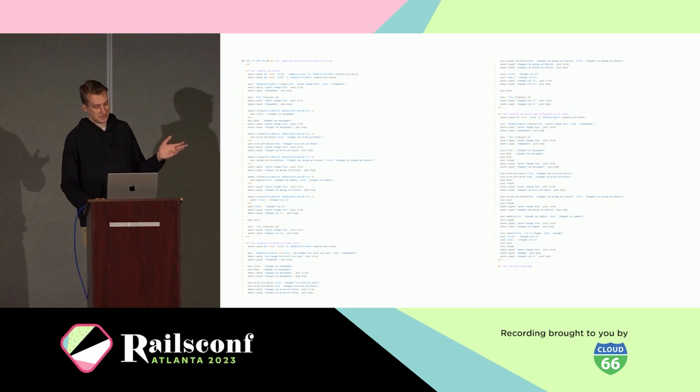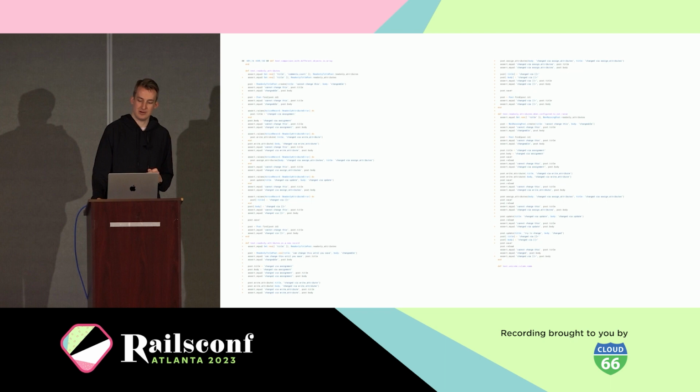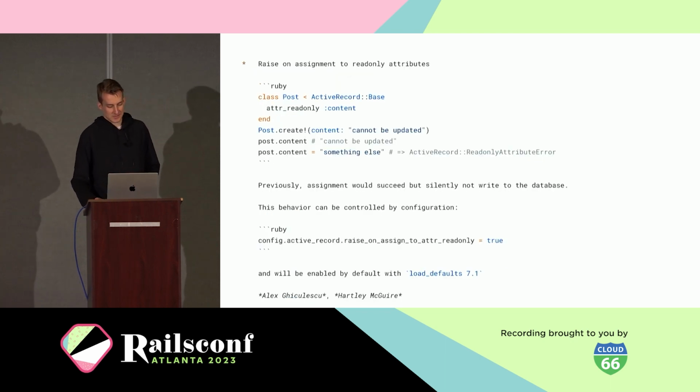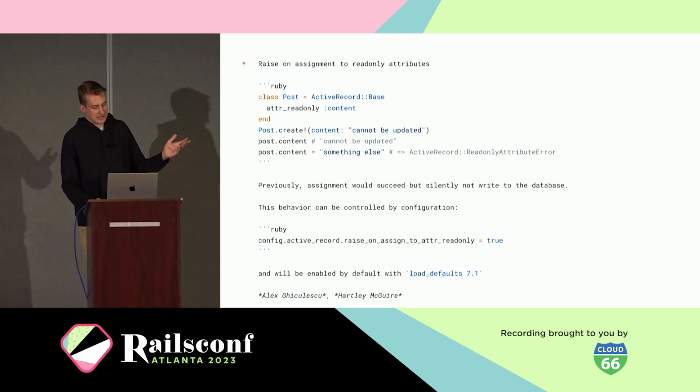Next, we'll add some tests for all of these different ways to assign attributes. Please don't try to read this. I just want to emphasize how many there are. And we'll also add a changelog entry, again, including the author of the original pull request we based the change on.